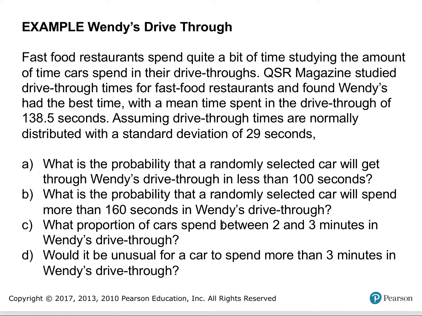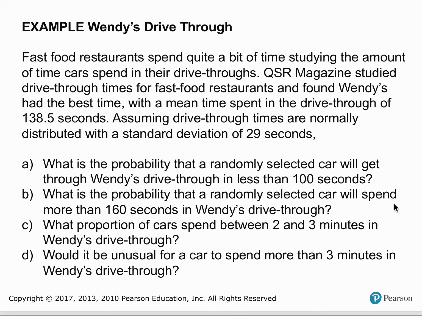All right, Wendy's drive-thru. Fast food restaurants spend quite a bit of time studying the amount of time cars spend in their drive-thrus. QSR magazine studied drive-thru times for fast food restaurants and found Wendy's had the best time, with a mean time spent in a drive-thru of 185 seconds. Assuming drive-thrus are normally distributed, with a standard deviation of 29 seconds, it gave me the mean and the standard deviation, so calculator. What's the probability that a randomly selected car will get through Wendy's drive-thru in less than 100 seconds?